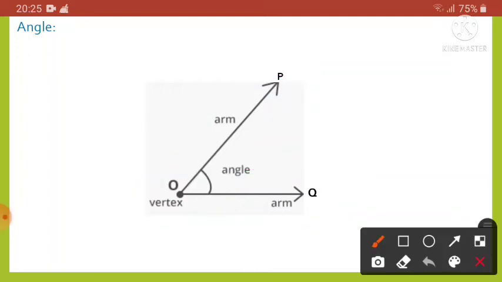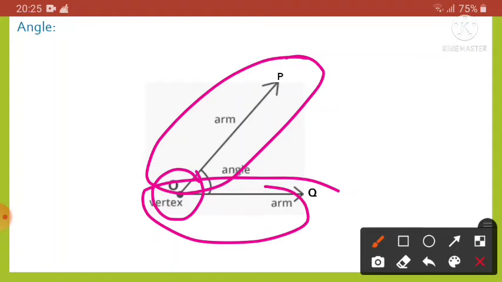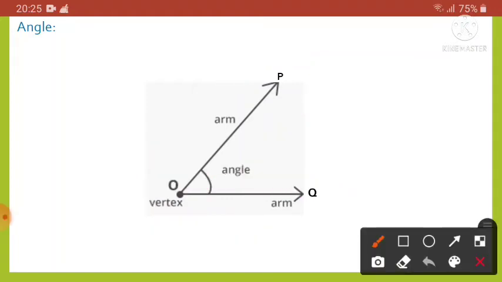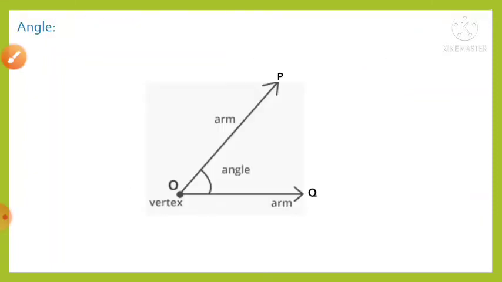Here the common point O is known as the vertex. Two rays, here OP and OQ, are meeting at a common point O, and the gap between OP and OQ is known as the angle. We can represent the angle this way. Got it? Now the next part is how to name an angle.